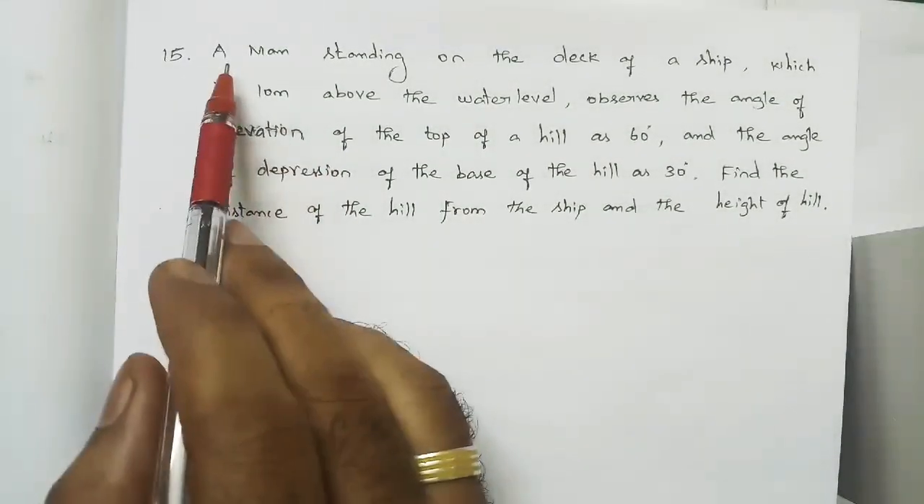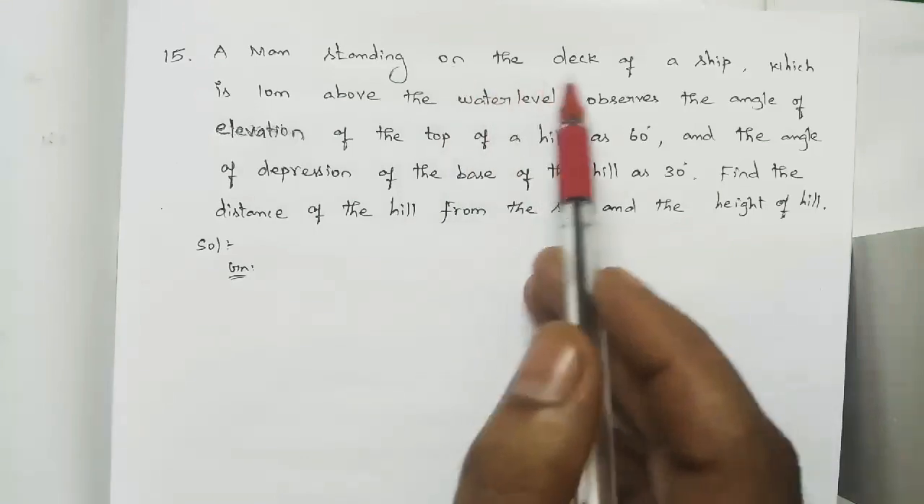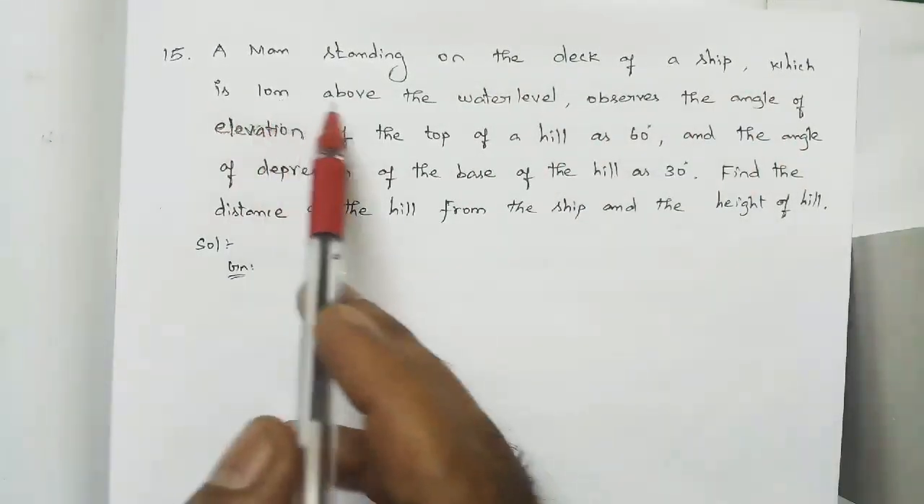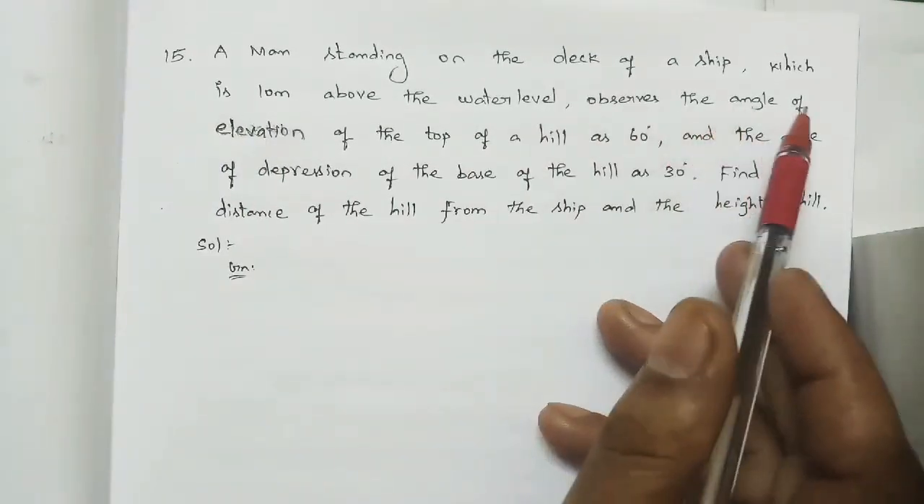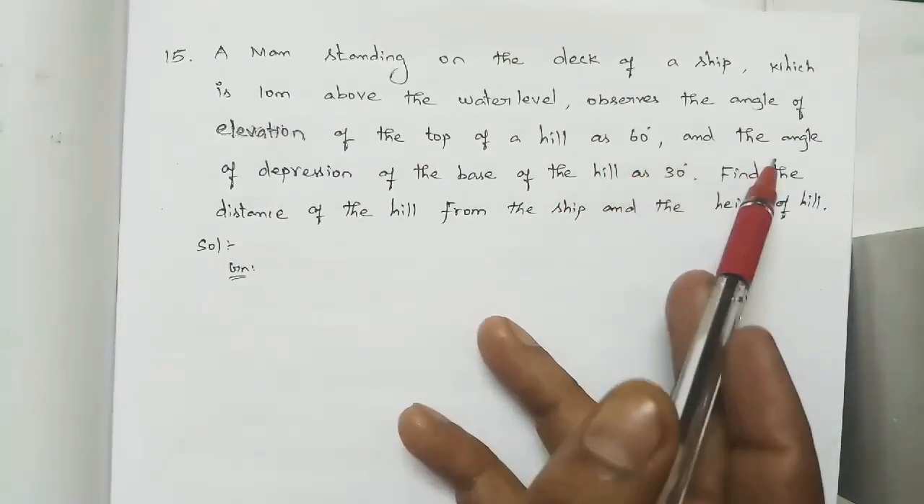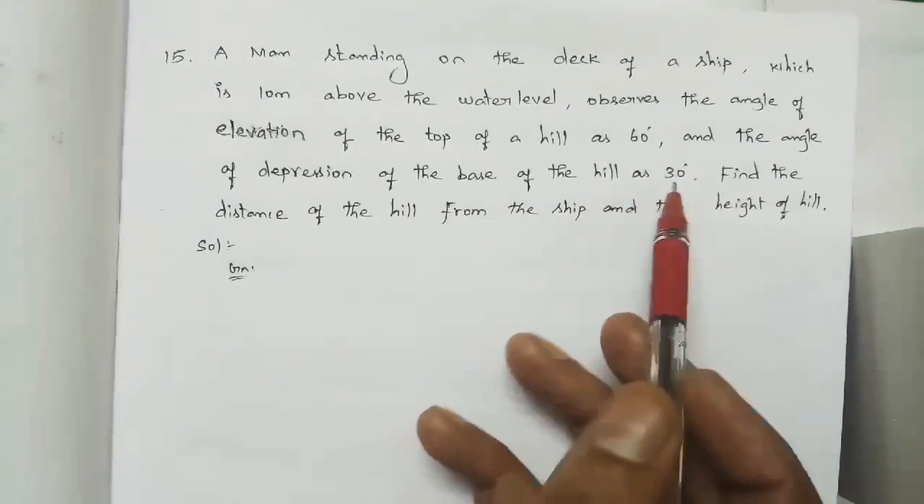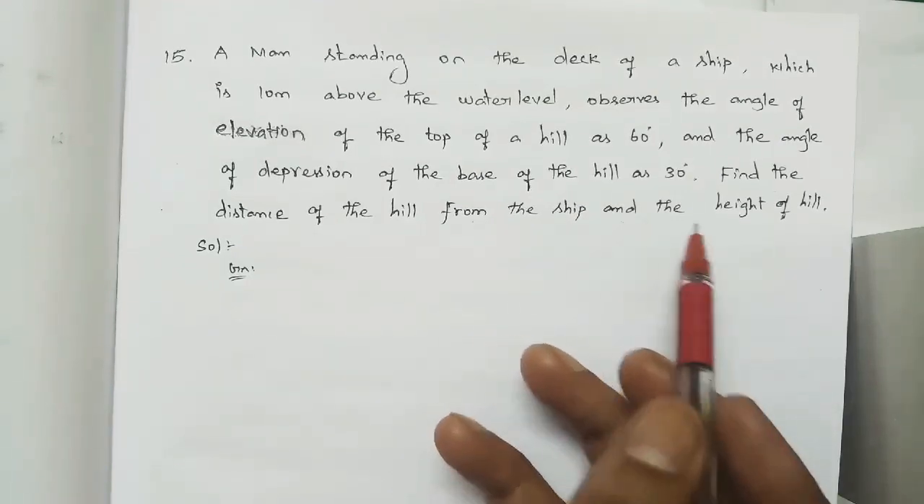So number 15: a man standing on the deck of a ship, which is 10 meter above the water level, observes the angle of elevation of the top of a hill is 60 degree and the angle of depression of the base of the hill is 30 degree. Find the distance of the hill from the ship and the height of the hill.